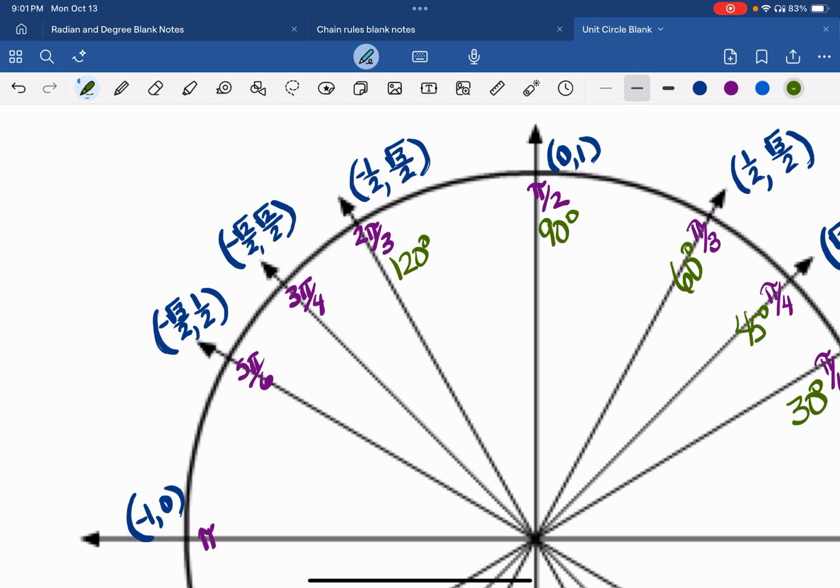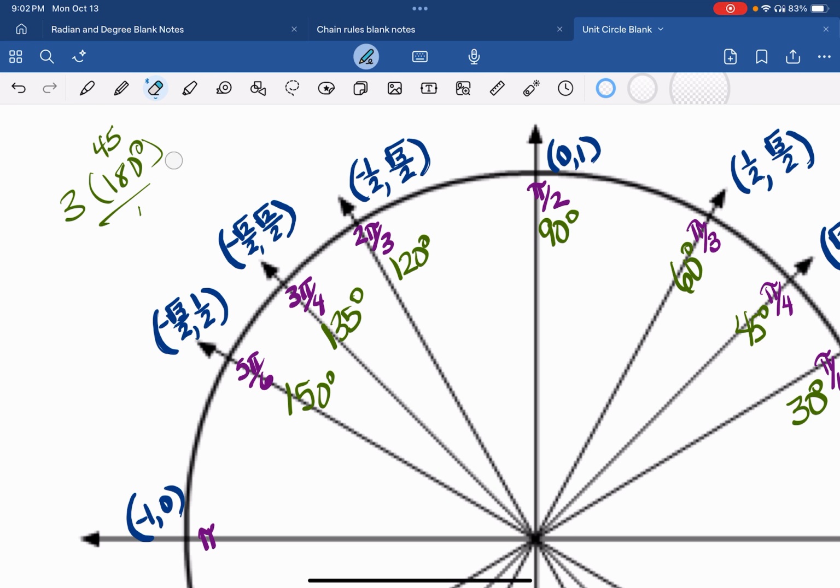And then we go around to the next, 3 pi over 4. So that would be 3 times 180 divided by 4. And 4 goes into 180 45 times, and 45 times 3 is 135 degrees. And then we'll do the same thing here. 5 pi over 6, 5 times 180 divided by 6, and that's going to give us 150 degrees. So we'll put 150 degrees here.